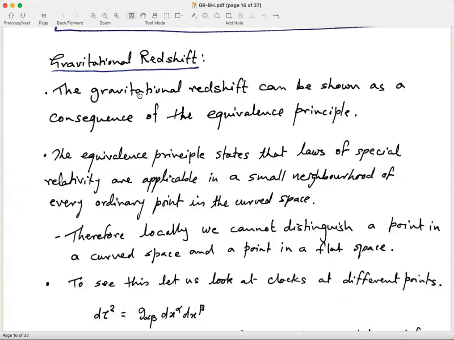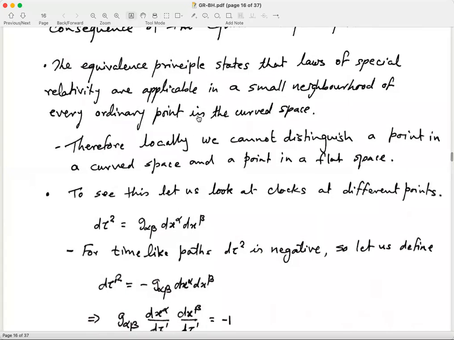The equivalence principle says that the laws of special relativity are applicable in the neighborhood of every ordinary point in the curved space. Unless you are going to a point which is singular, like a point where the curvature diverges, the equivalence principle says that in a sufficiently small neighborhood of that point, the laws of special relativity should be applicable. So locally we cannot really distinguish between curved space and flat space. If you want to apply any rules only locally, you might as well work with special relativity.